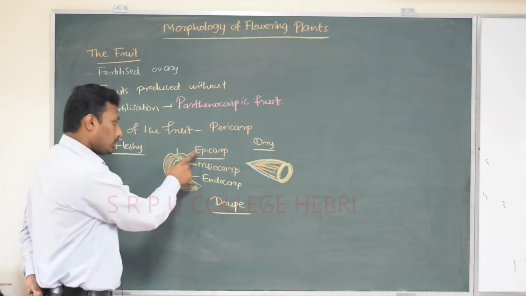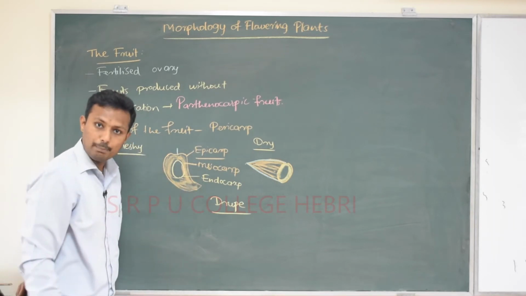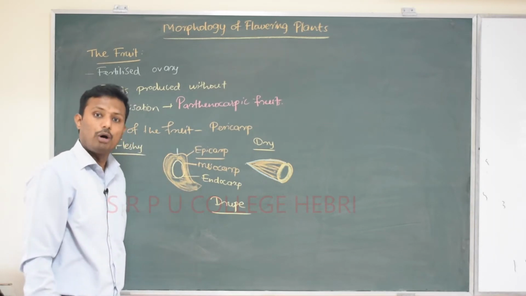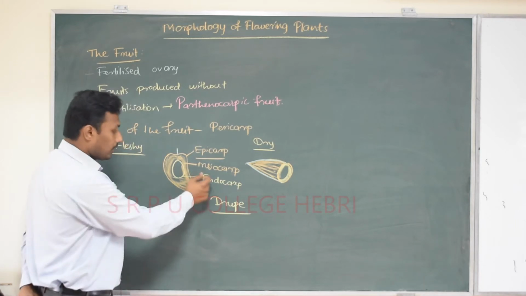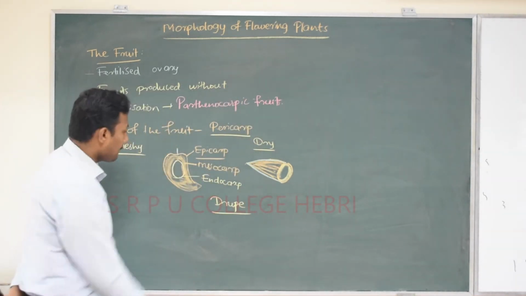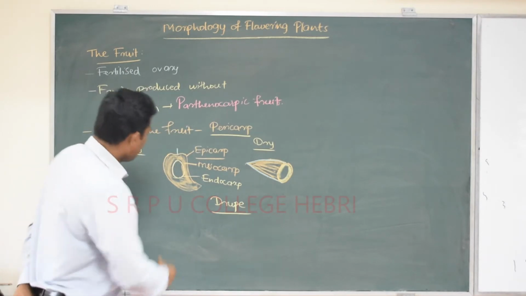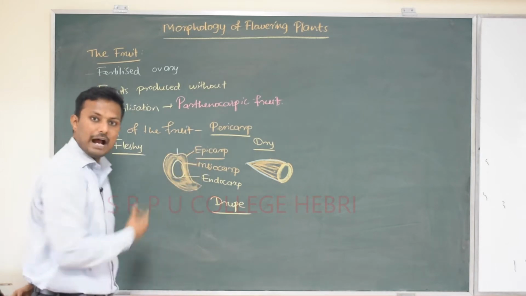Remember, outer epicarp, middle mesocarp and inner endocarp, all of them together form the wall of the fruit, and the wall of the fruit is called as what? Pericarp. So this pericarp itself is divided into 3 different layers, that is the epicarp, mesocarp and endocarp.